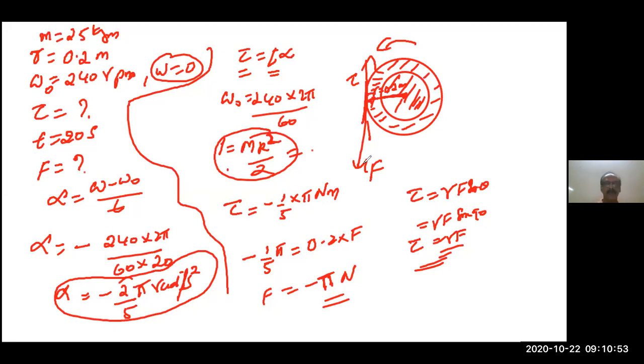So what about the magnitude? Magnitude is minus pi Newton. Pi Newton. Okay, sir.